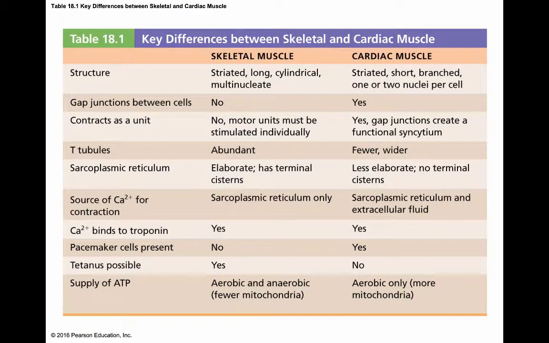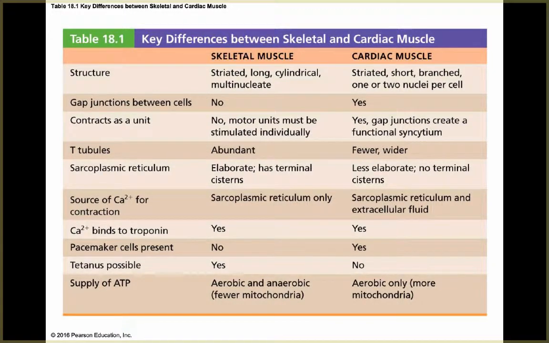So this is just showing you the similarities and structures. Skeletal muscles are striated, long, cylindrical, and multinucleated, whereas cardiac muscle is one or two nucleated. It is short and branched, and the commonality here is that it's striated. Everything else is different. Cardiac muscle has gap junctions. Skeletal muscle does not. It helps cardiac muscle to be a coordinated single unit.